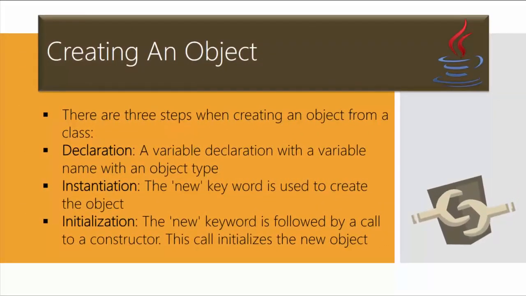Simple way to create an object. There are 3 steps: declaration, instantiation, and initialization. So a variable declaration with the variable name with its object type. The new keyword is used to create the object, and then the new keyword is followed by a call to a constructor. And this call simply initializes the new object. So those are the basic 3 steps of creating an object.